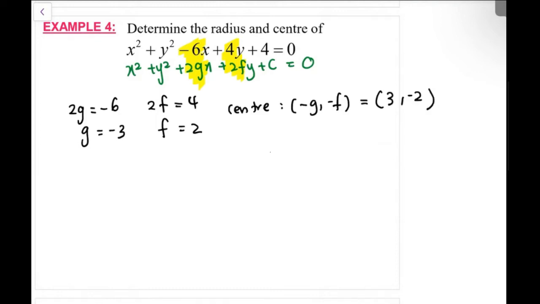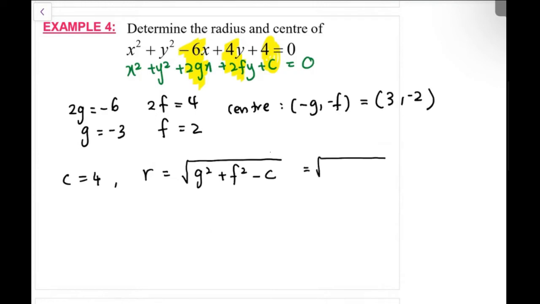So settle with the center. Now we can find the radius. In order to find the radius, first we have to obtain the value of c. So directly compare now. C is clearly 4. Substitute this into the formula, which is the square root of g squared plus f squared minus c. So I directly substitute one by one. We would obtain 9 plus 4 minus 4. In this case, our radius would be 3. So that is how you find the center and the radius from the general equation of a circle.